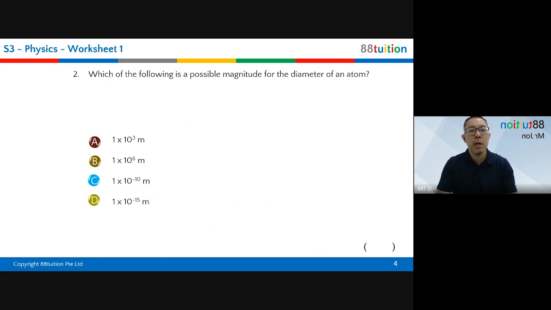Next, which one is the possible magnitude for the diameter of an atom? Now, these numbers are written in what we call standard form. So, for example, 3.0 times 10 power 3, instead of writing it as 3,000 meters. See, there's 3, 0, 0, 0. Therefore, this is 3 times 10 power 3. This is known as standard form.